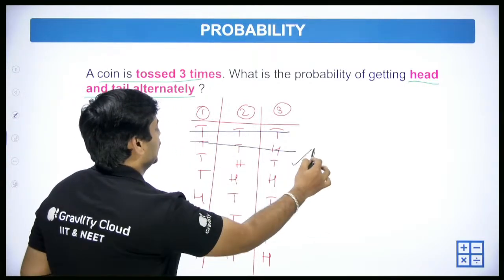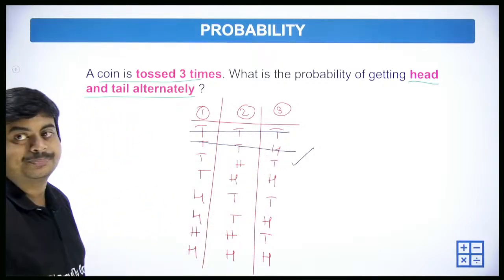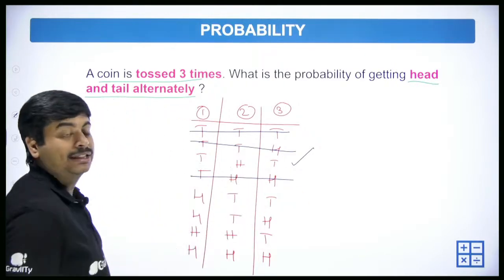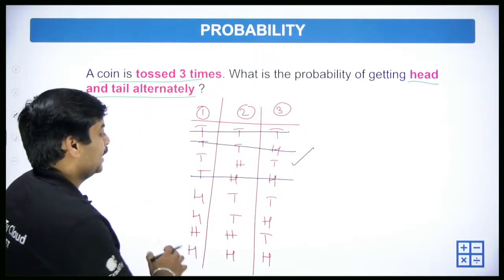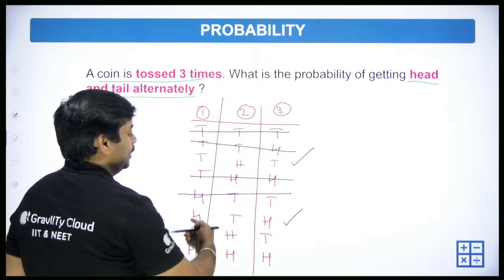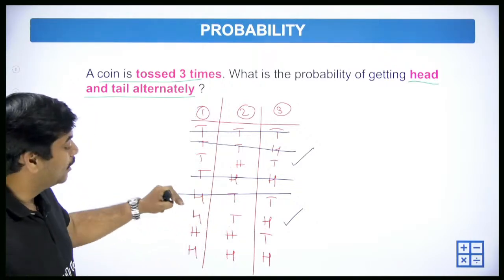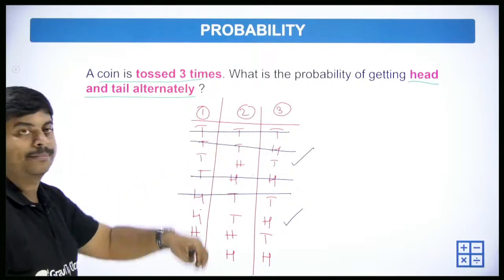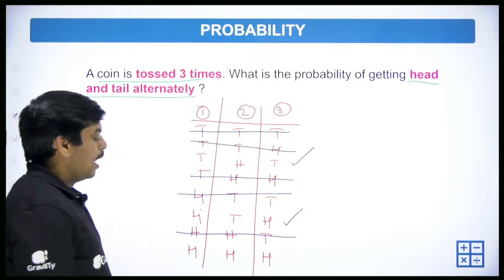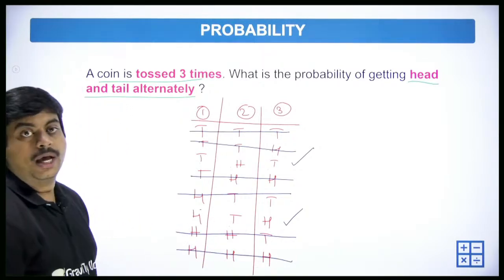Tail, head, tail, it is correct. T and then H and then T. This is correct. That is the first one. The next, tail, head, head. That is wrong again because we are getting 2 heads. Head, tail, tail, 2 tails, wrong answer. Head, tail, head. That is correct. That is how you get those 2: alternately head, then tail, then head. Right. Next, head, head, tail. That is wrong. Head, head, head. Even that is wrong.